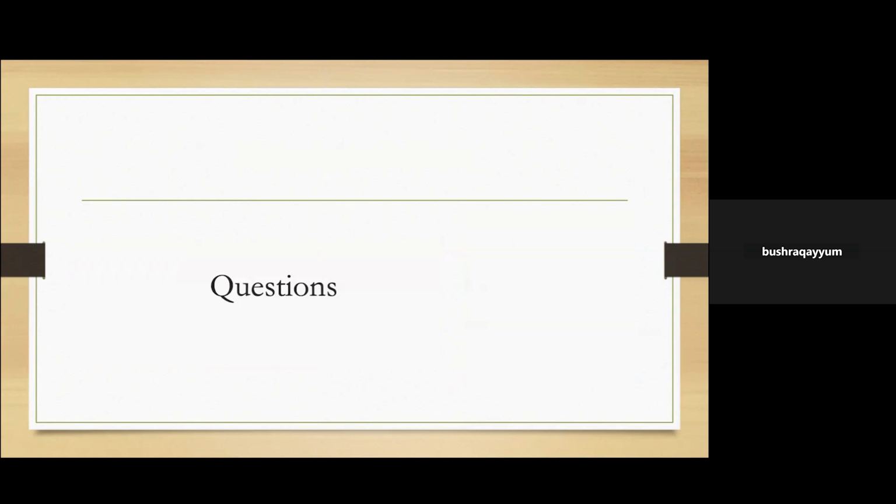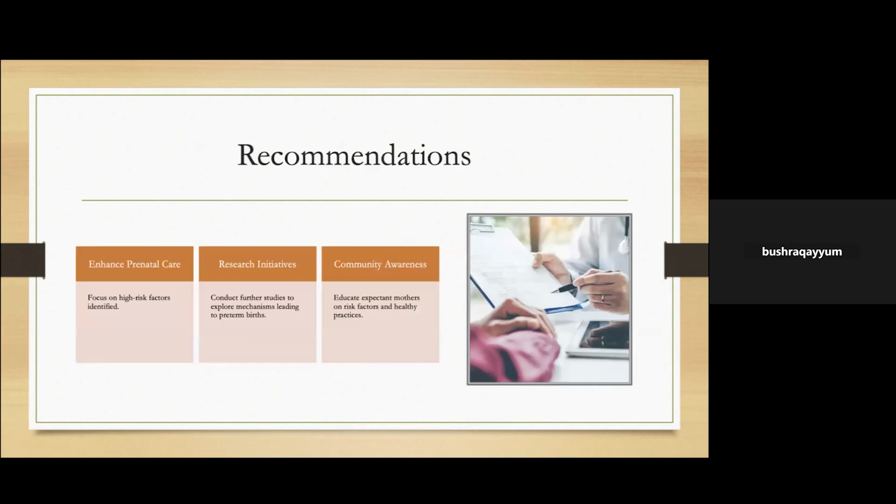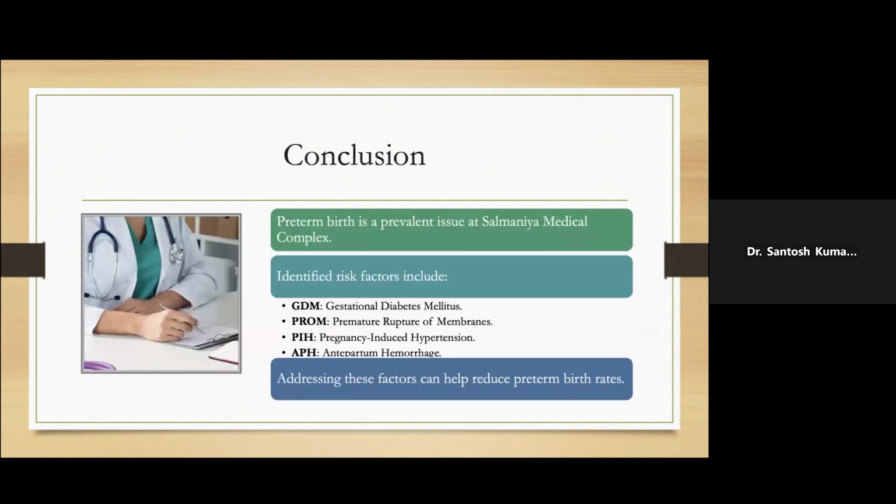So I'll just go through the conclusion. Preterm birth is a notable issue among women who gave birth at Salmaniya Medical Complex. Gestational diabetes, premature rupture of membranes, pregnancy-induced hypertension, and antepartum hemorrhage are distinct factors that contribute to preterm birth. Improving the management of these obstetric difficulties and doing research to understand the mechanism through which it has contributed to increase in the preterm birth can be a viable strategy for reducing the higher rates of preterm birth.